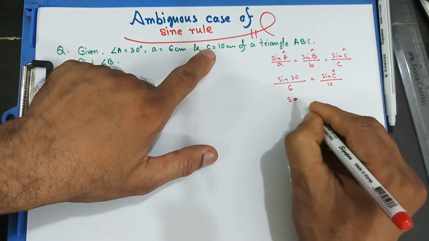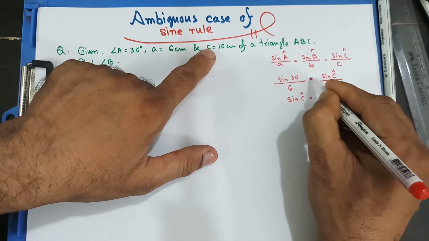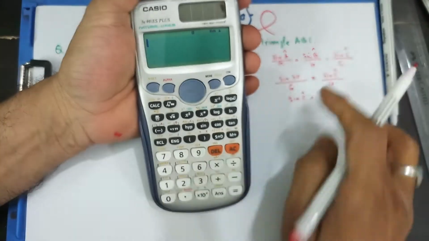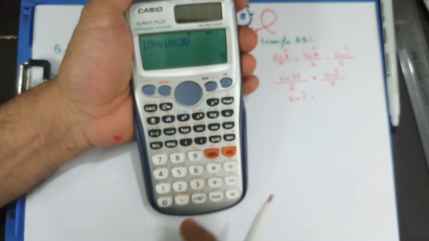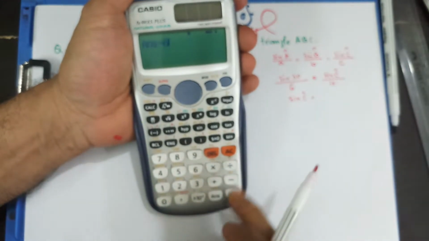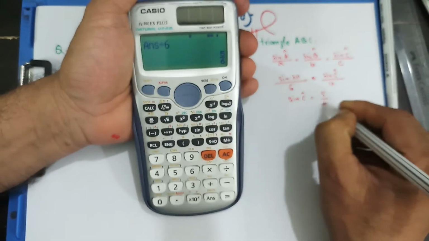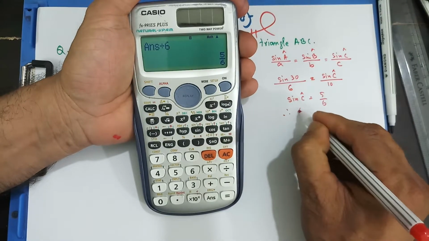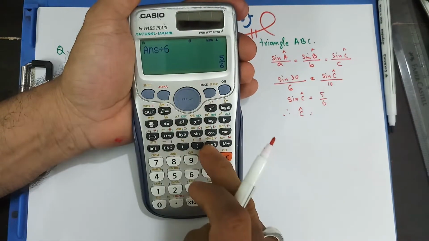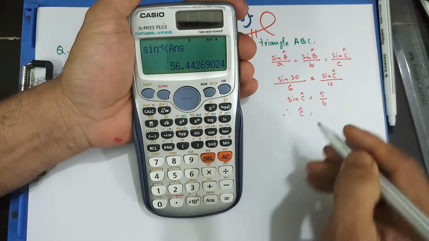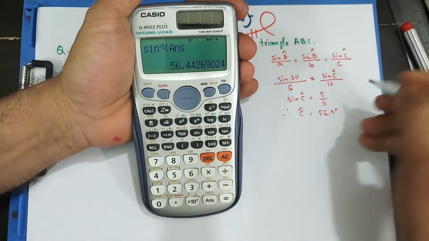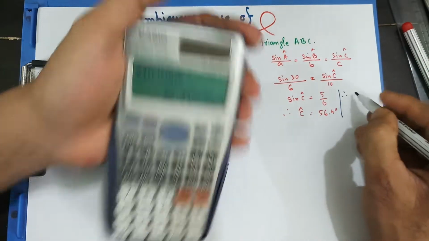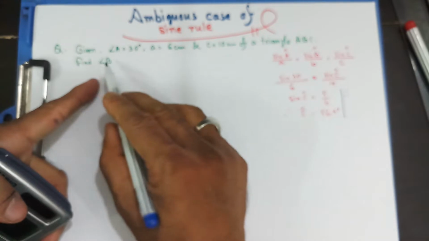So use the formula and the method of solving equations. I'm going to get 10 times sine 30, divided by 6, which should be 5 over 6. Therefore angle C should be sine inverse of that, and it's going to be 56.4 degrees. So I have angle A and I have angle C.